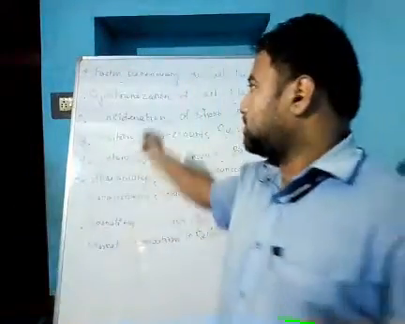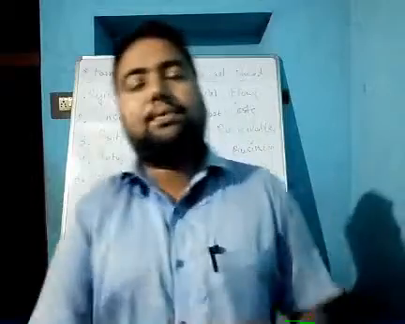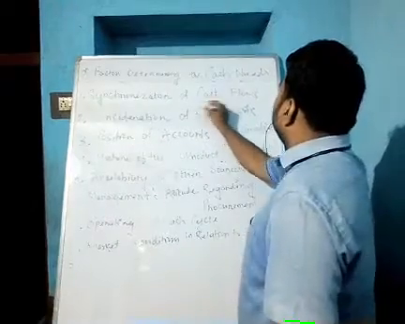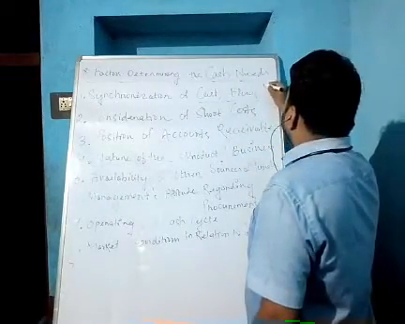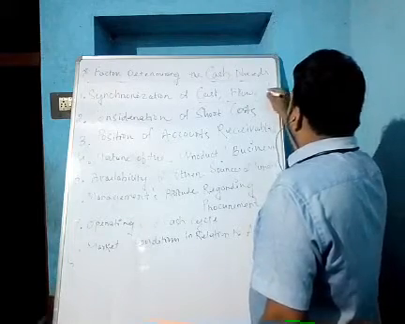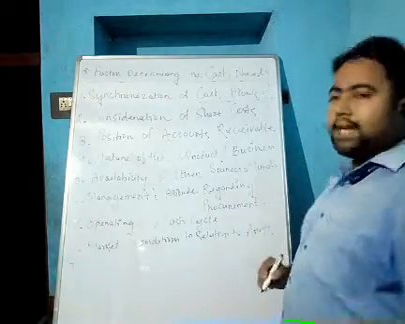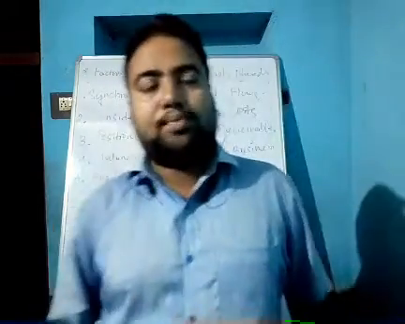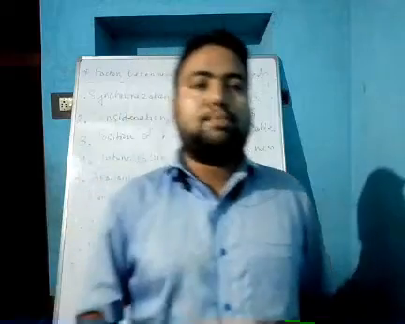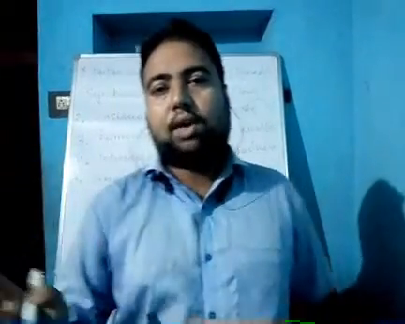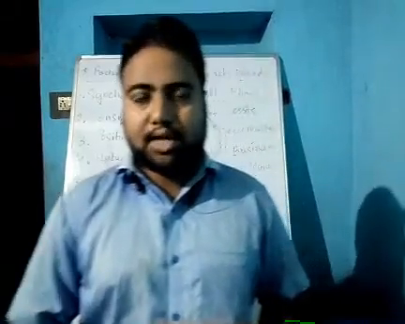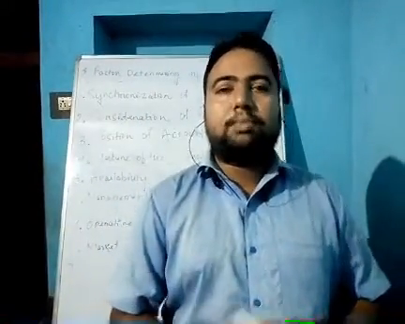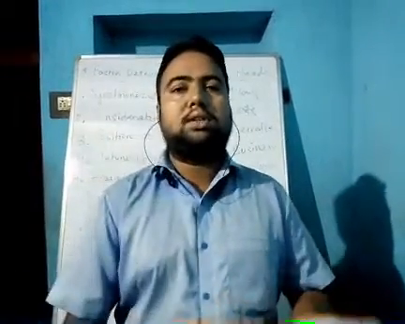Point number 1 is synchronization of cash flows. Some little difficult words are there. Dear students, cash flows involve two things: cash inflow and cash outflow. Cash flows of any business are of two types. Number one, cash inflow. Number two, cash outflow. Inflow means all the receipts of cash, where the cash will come from to the organization, is nothing but known as cash inflows.